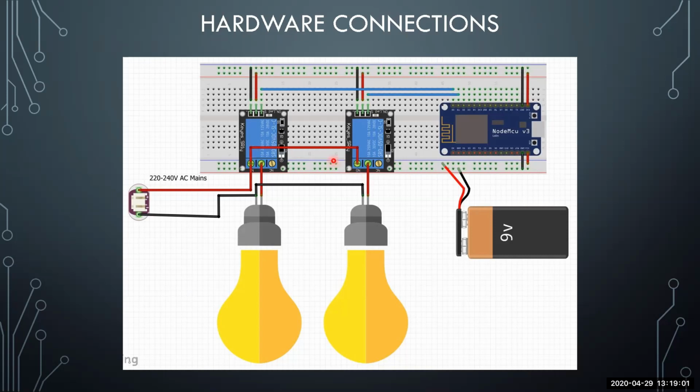If you want to check out how a relay works, please Google it. And now the 9-volt battery is connected to V-in of NodeMCU and ground. So that's how it's connected. And the electrical appliances are connected in this manner just for testing purposes. But you can connect however you want as per your needs. This circuit changes as the number of relays increases.